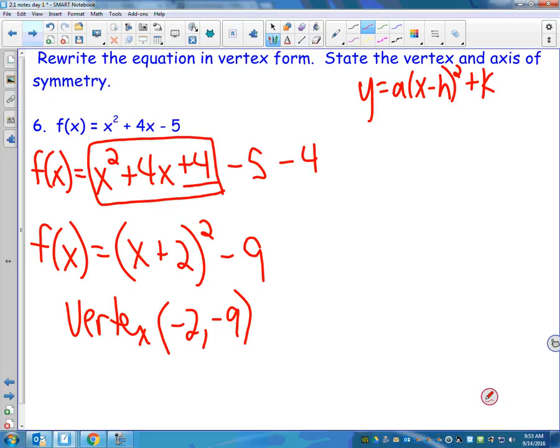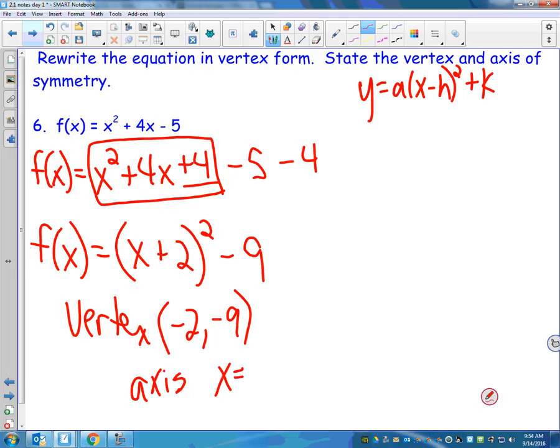So vertex form makes graphing really easy. I didn't say you had to graph this, but think about if you did have to graph this. Now that you know the vertex, there's no a in front of there, which means we haven't stretched it any. So you just go to negative 2, negative 9, over 1 up 1, and you can make your graph very quickly and easily.